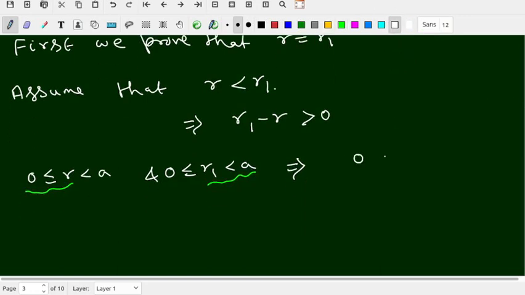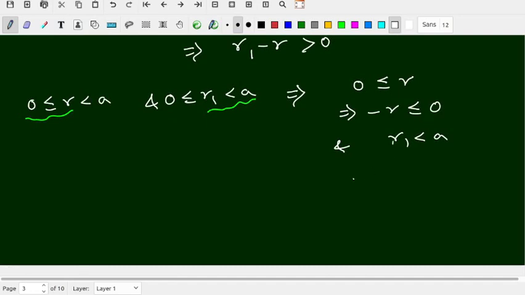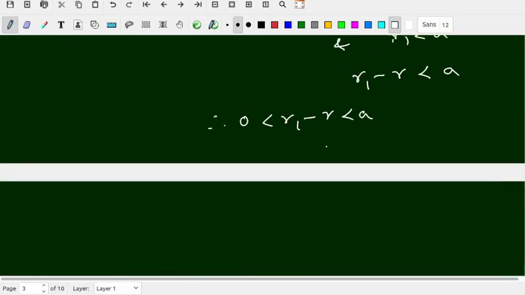0 less than or equal to r, from this minus r less than or equal to 0, and we have r1 less than a. So adding these two, r1 minus r is strictly less than a, because we have added a non-positive number, so it becomes further smaller. Therefore 0 less than r1 minus r less than a. It's a positive number less than a.